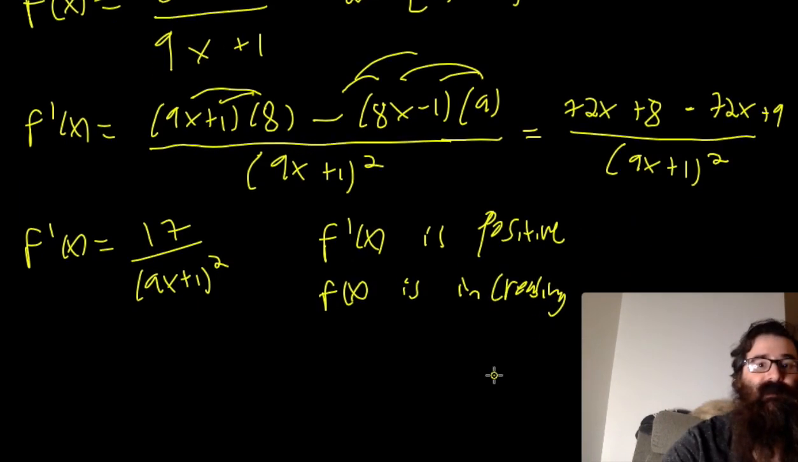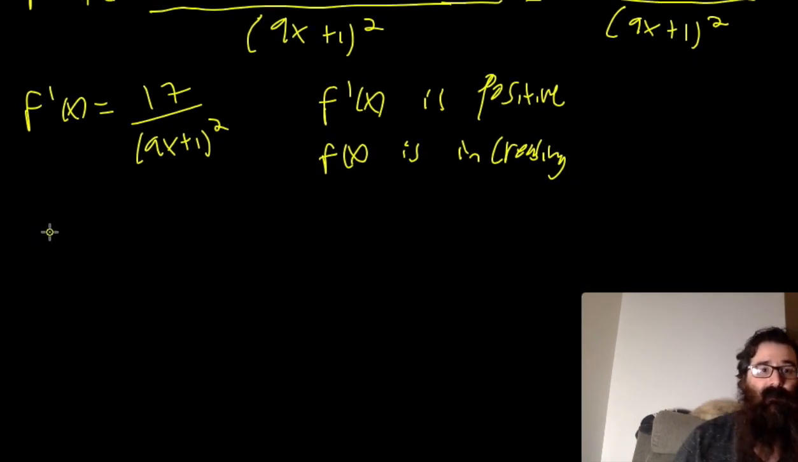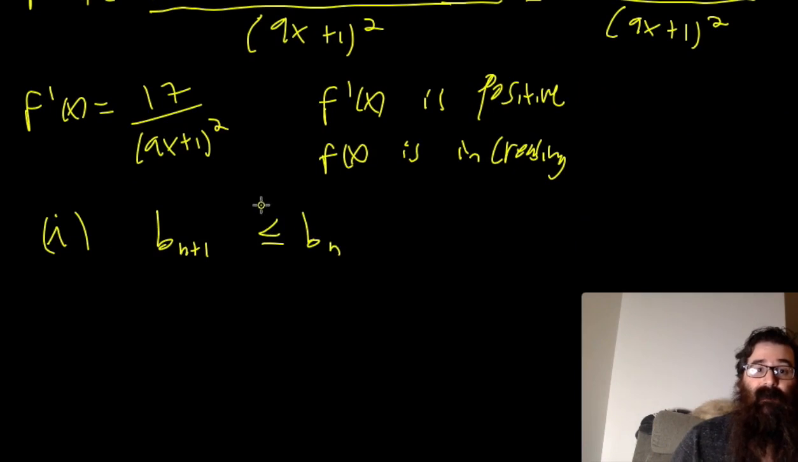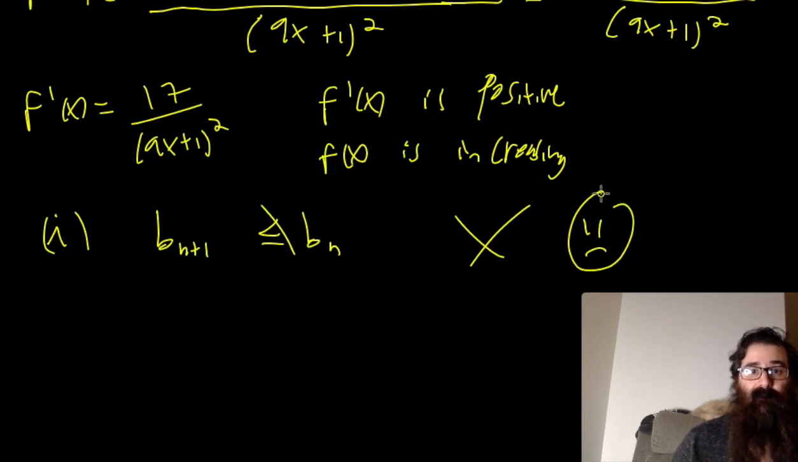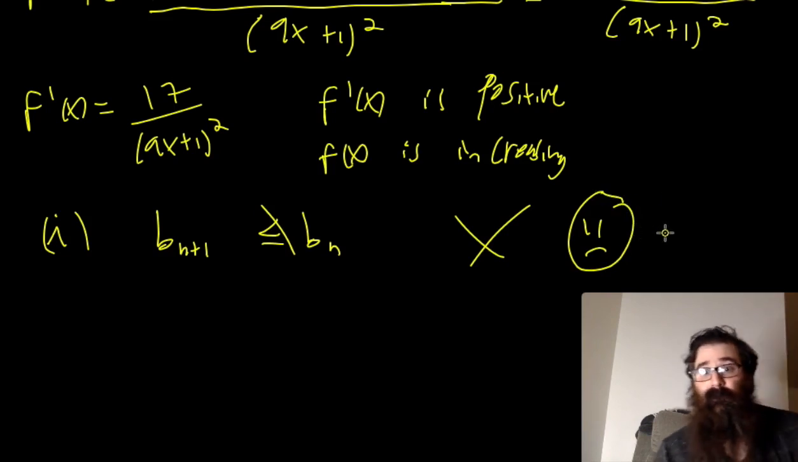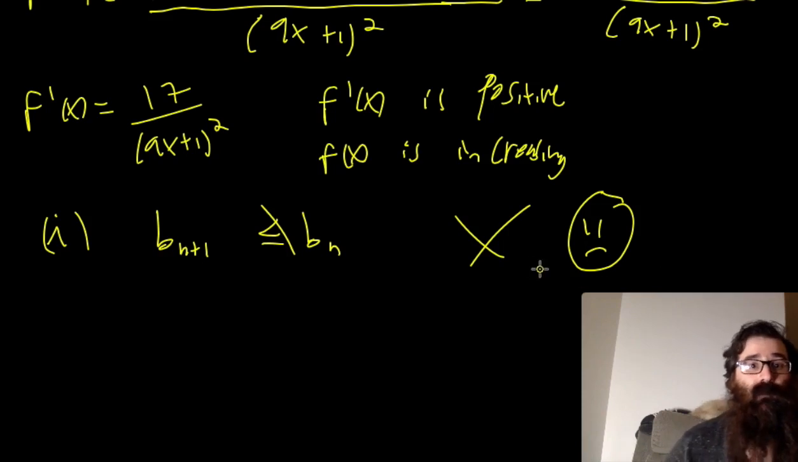So in fact, what this means for that first condition is that b sub n plus 1, I wanted it to be less than or equal to b sub n. That's not true. So that's not good. Sad face. Kind of even looks like an angry sad face, because maybe we're feeling that emotion too. So right away, we're noticing there's an issue.